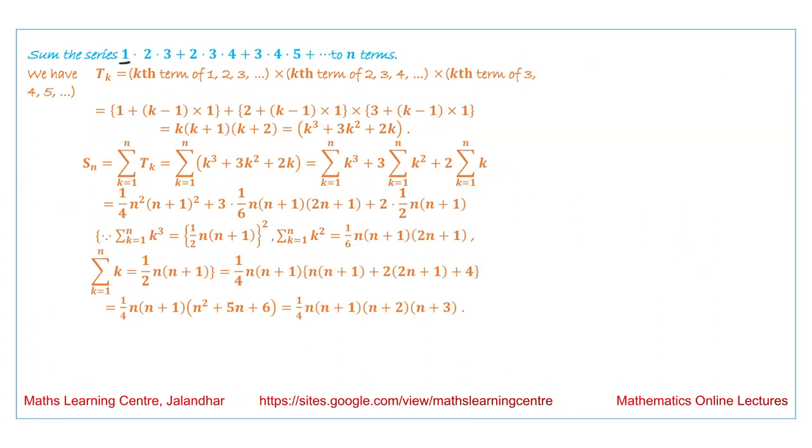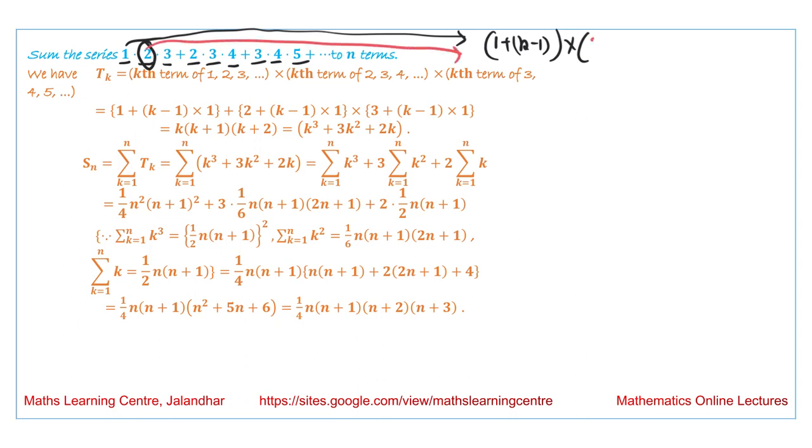Next we have 1 into 3, 2 into 3, then 2 into 3 into 4, then 3 into 4 into 5, and so on. So if we write the general terms, the first term we have is 1, so we write it as 1 plus (k minus 1) into 1. For the second term we have 2, corresponding to this 2 we have 2 plus (k minus 1) into 1.